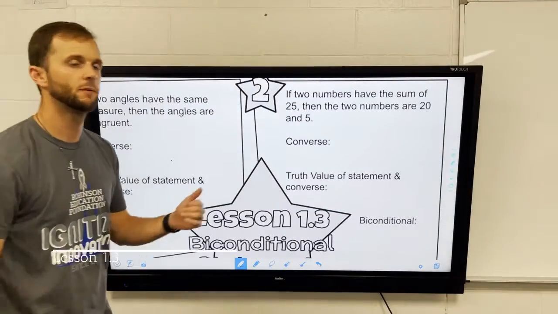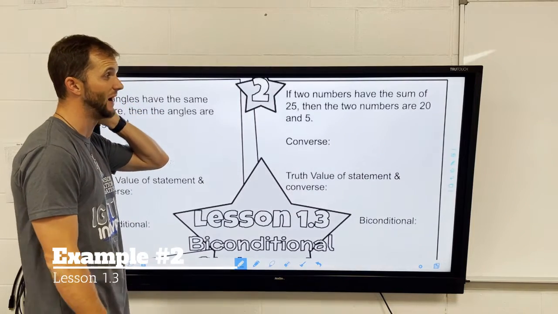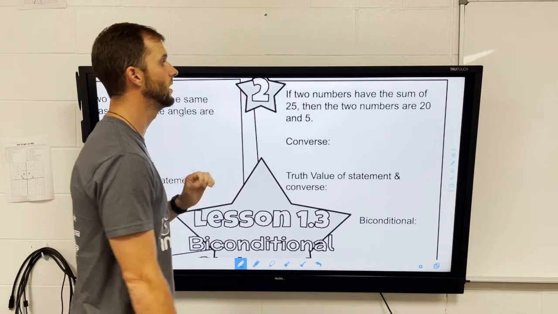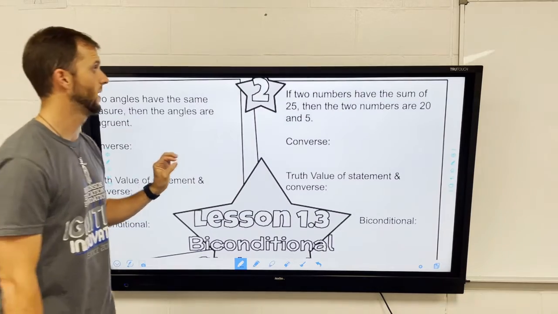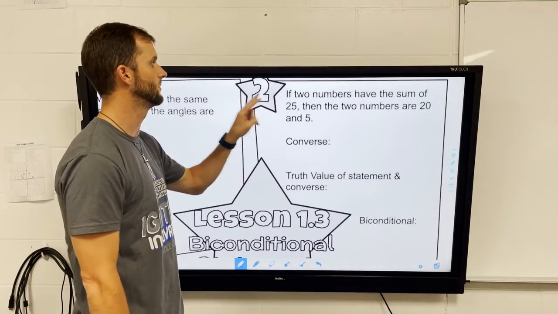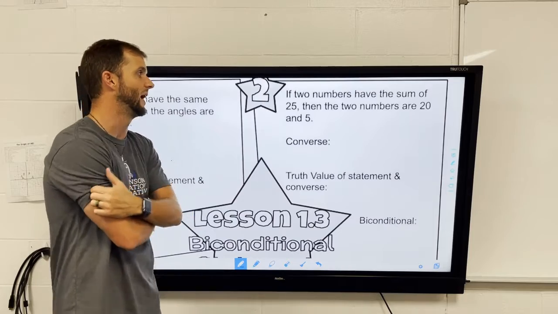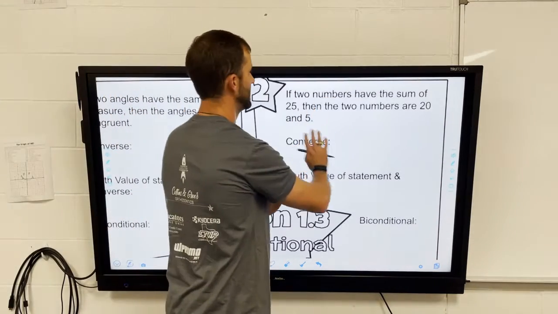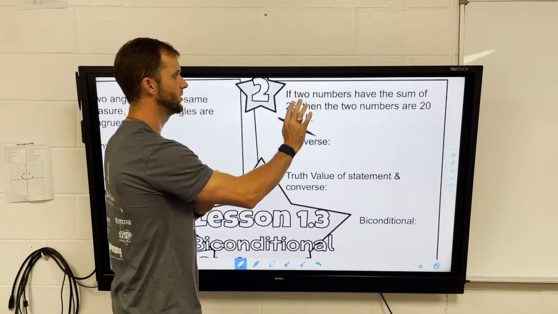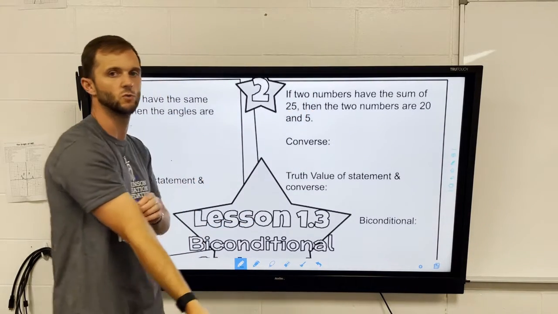All right, so look at example number two. It says, if two numbers have the sum of 25, then the two numbers are 20 and 5. Okay? So right now, by looking at that conditional here, that's going to end up being true. If two numbers have the sum of 25, then the two numbers are 20 and 5.